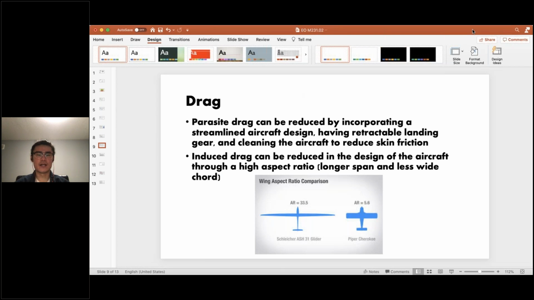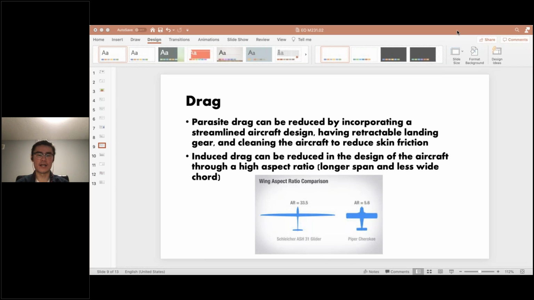So parasite drag can be reduced by incorporating a streamlined aircraft design. You want to make your aircraft slick. That's why all the airplanes are really smooth on the surface. Having a retractable landing gear and cleaning the aircraft reduces skin friction. Yeah, you want your airplane to be as smooth as possible. No ridges, no little pokes sticking out, just smooth.